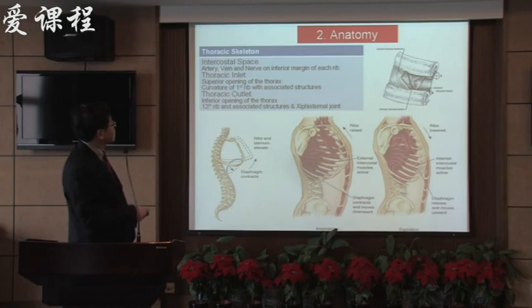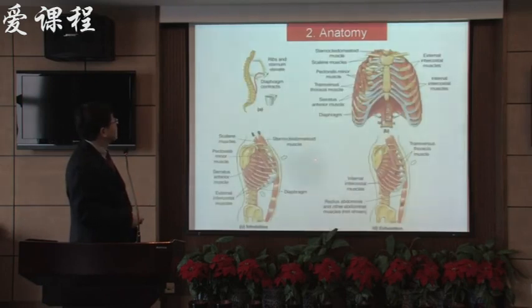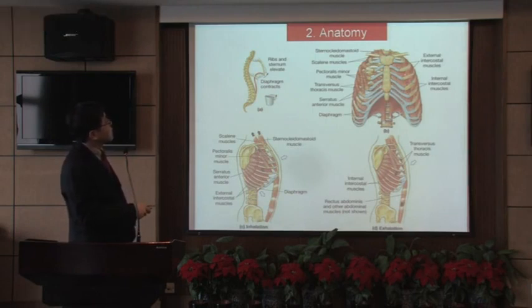This is called the thoracic inlet, and this is called the thoracic outlet. This is the spine, this is the sternum, this is a rib, and the others are the muscles. The muscles between the ribs are the external intercostal muscles. The other layer is the internal intercostal muscles.